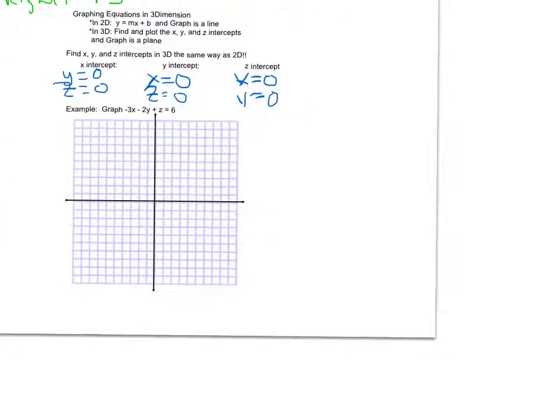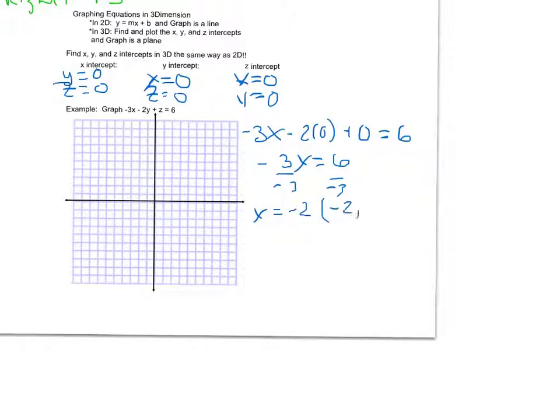So if I want to graph this equation here, first thing I'll do is find my x-intercept. I'm going to rewrite my equation, but notice I'm going to put a 0 in for y and a 0 in for z. So I'll have negative 3x minus 2 times 0 plus 0 equals 6. Well, everything drops away except for the minus 3x equals 6. I divide both sides by negative 3, and I get x equals negative 2. So what point is that? Well, the point is negative 2, 0, 0, because the only reason I was able to get an x value of negative 2 is because I plugged 0 in for y and 0 in for z.